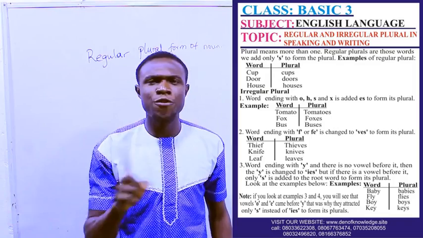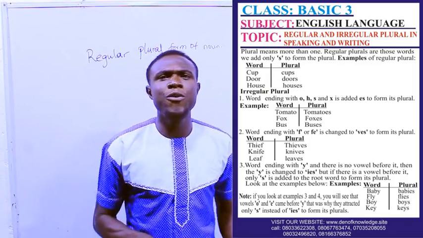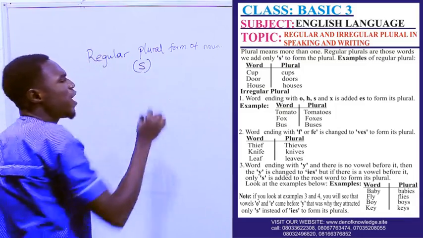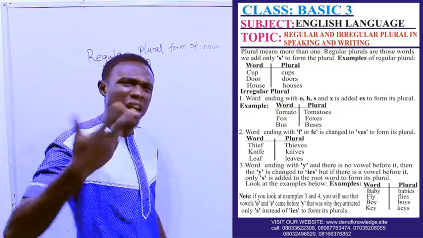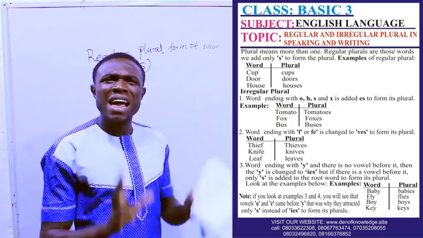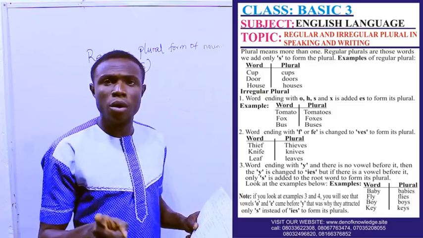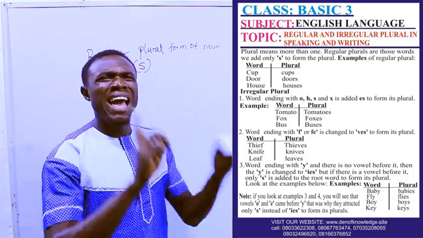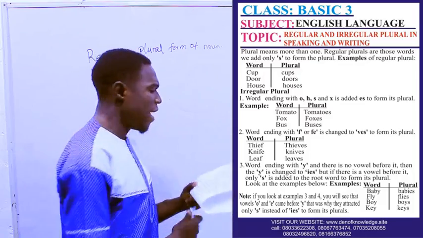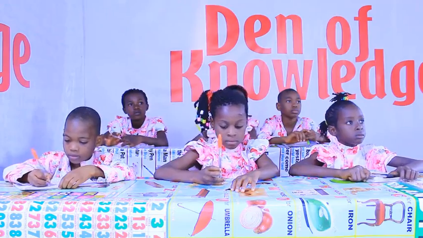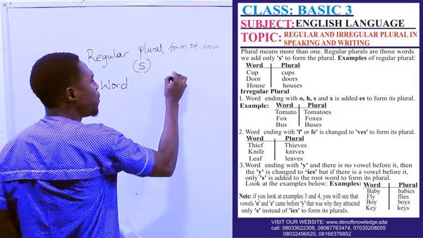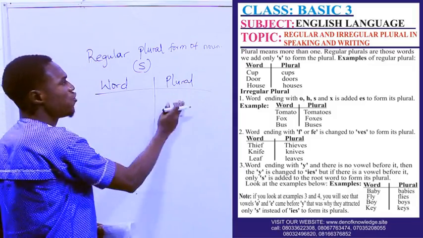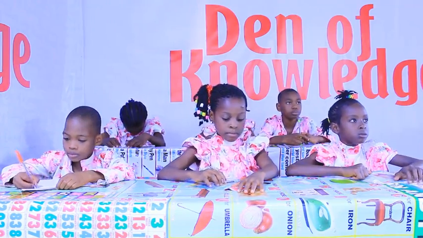Now let's look at the regular form of plural. The regular form of plural is the one we just add s. That's why we call them regular, because they are simple. We add s to change them to plural. There are those words that we add only s to change to plural form. Now we are going to look at those words that we can change to plural by adding only s.